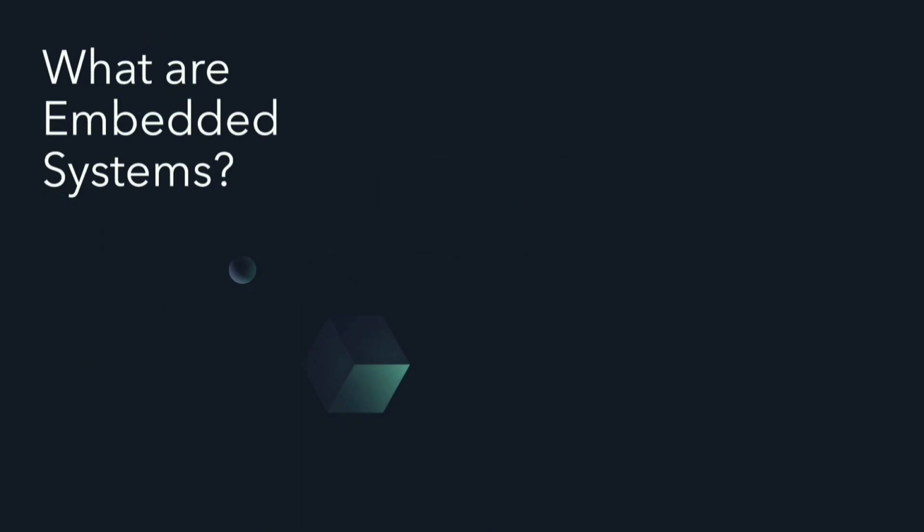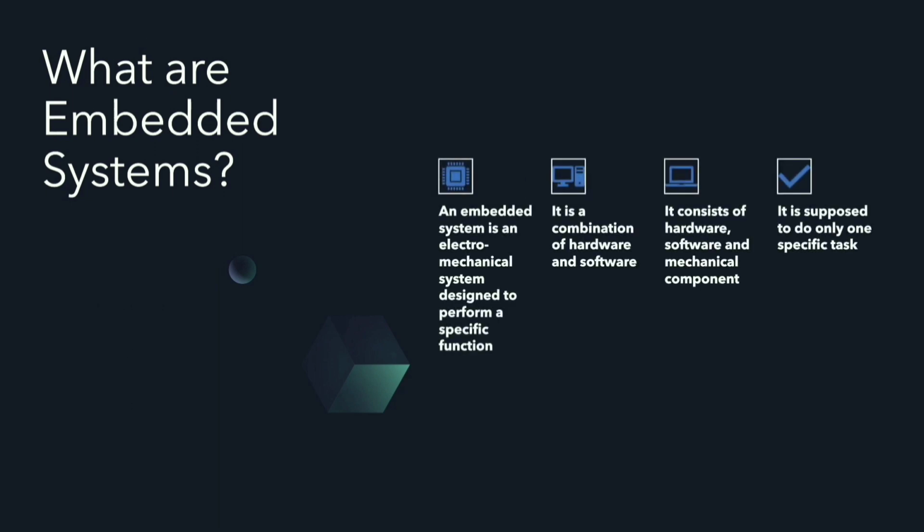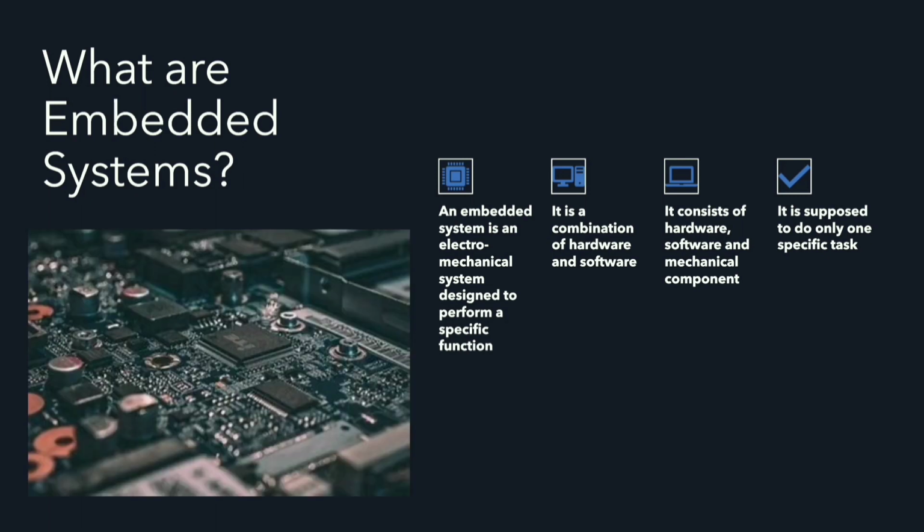An embedded system is a microprocessor based system that does not look like a computer. 80% of the embedded systems' actions are based on microprocessors. What are embedded systems? An embedded system is an electromechanical system designed to perform a specific function. It is a combination of hardware and software. It consists of three components, mainly hardware component, software component and mechanical component. It is supposed to do only one specific task.